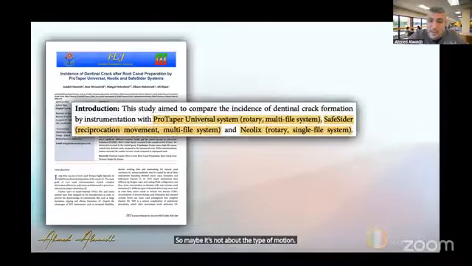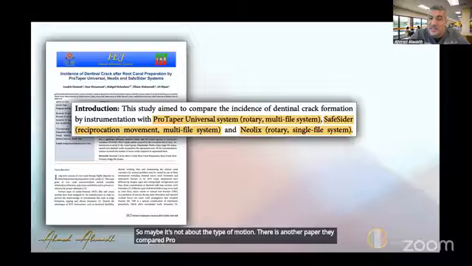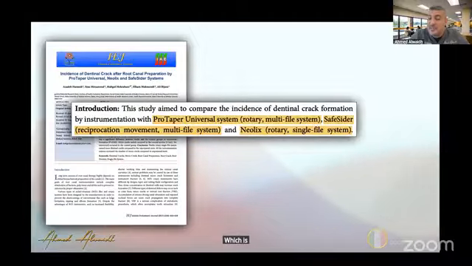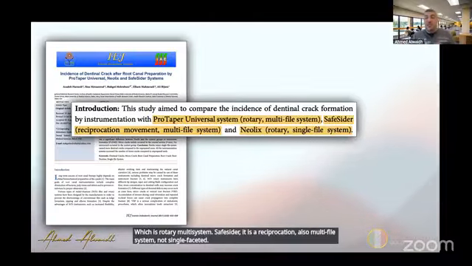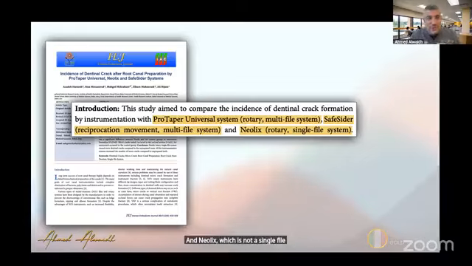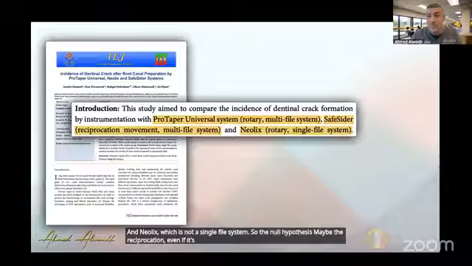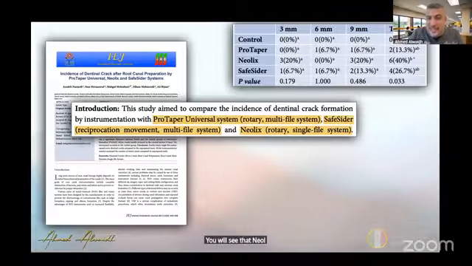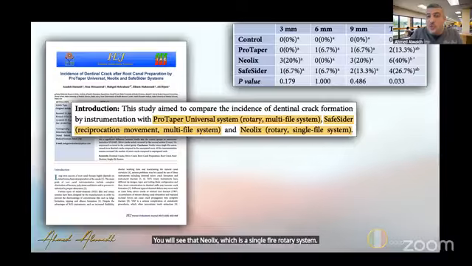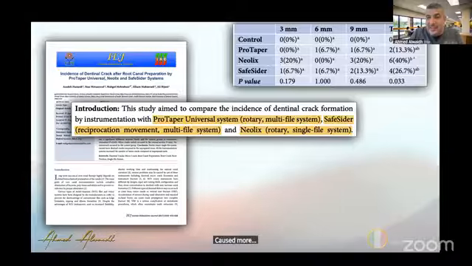There is another paper, they compared ProTaper Universal system, which is a rotary multi-file system, a reciprocating multi-file system, not a single file system, and a rotary single file system. So the null hypothesis may be that the reciprocation, even if it's a multi-file system, will produce more cracks. But if you look at the result, you will see that the single file rotary system caused more cracks than the reciprocation multi-file system.